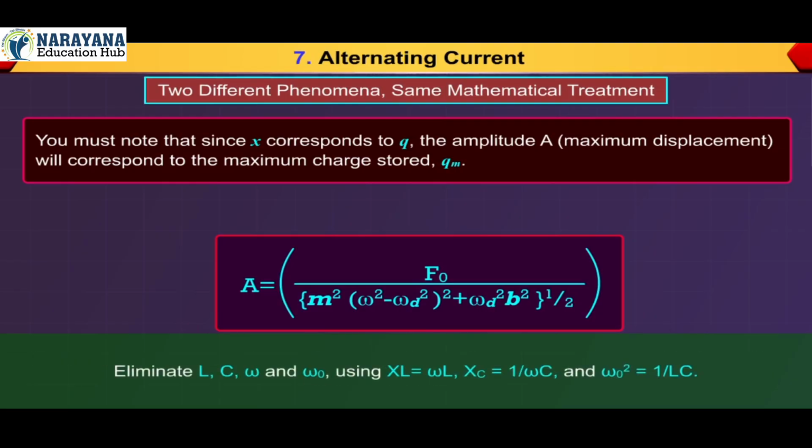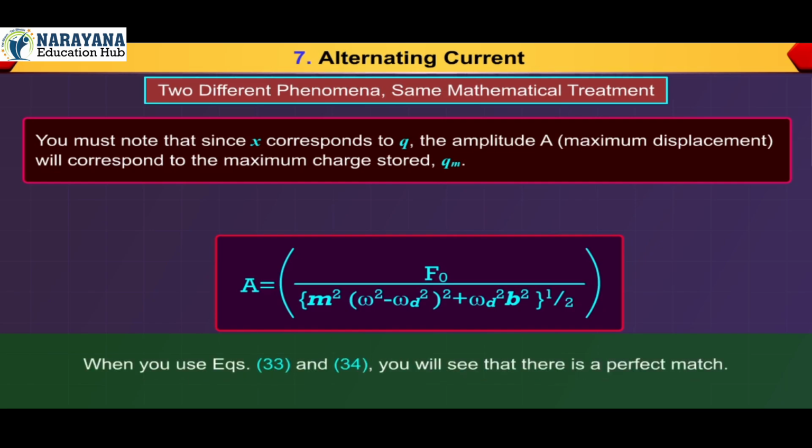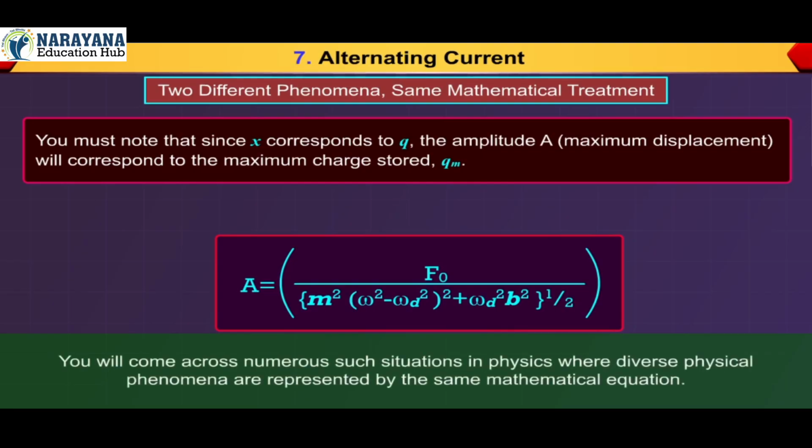Eliminate L, C, ω and ω0 using XL = ωL, XC = 1/ωC and ω0² = 1/LC. When you use equations 33 and 34, you will see that there is a perfect match. You will come across numerous such situations in physics where diverse physical phenomena are represented by the same mathematical equation.